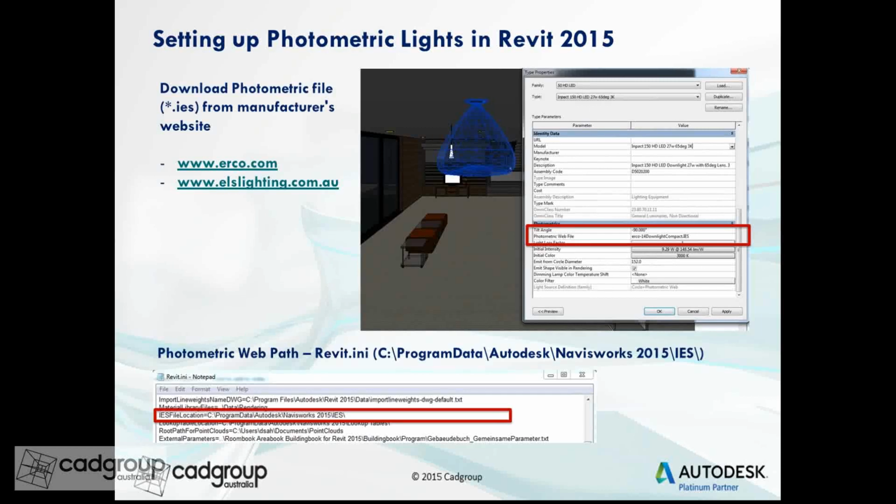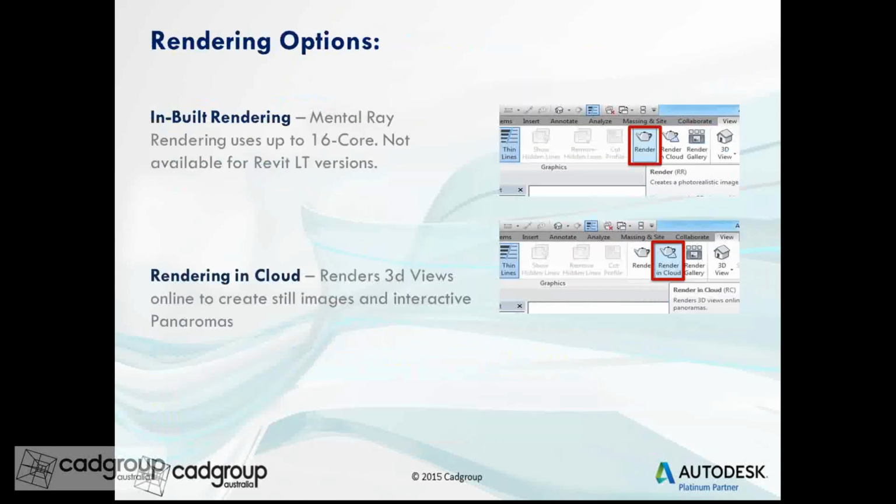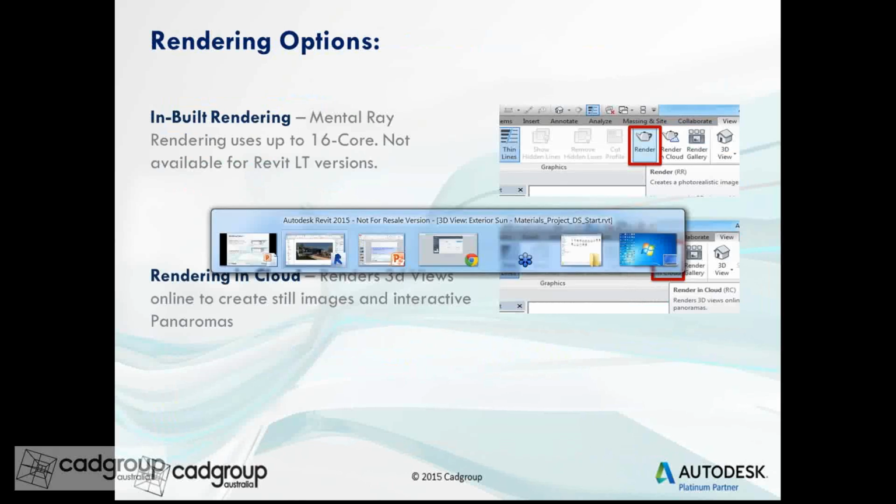So there is one path Revit will always look, which is defined in the Revit.ini file. For example, in this case, by default for my machine, it looks inside C drive, ProgramData, Autodesk, Navisworks 2015, IES files. So the most important part to remember is to place all the IES files, which are your custom ones, in this particular location, and that's where Revit is going to look for the IES files which are defined in every lighting fixture you use in your design.